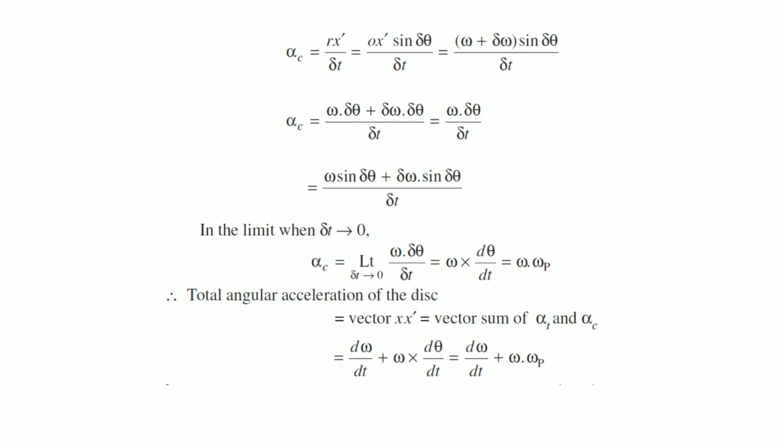So for the total angular acceleration, we consider the sum of two vectors. So vector x dash is equal to the vector sum of alpha t and alpha c. So d omega by dt plus omega into d theta by dt is equal to d omega by dt plus omega into omega p. So this is the total acceleration of the disk.